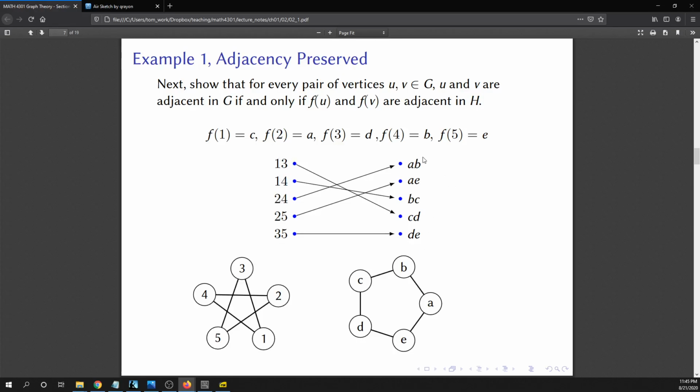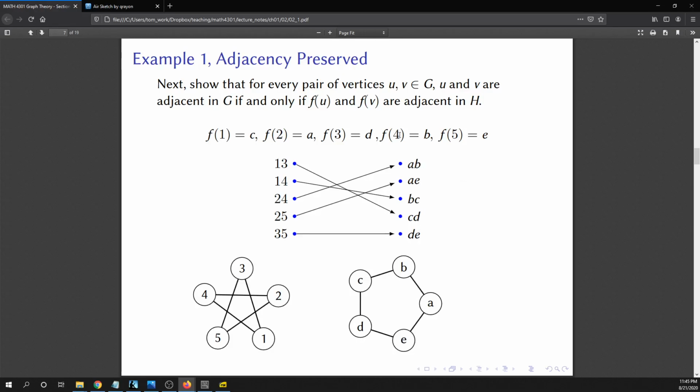Then I do the same thing over here. List out all of these edges: AB, AE, BC, CD, and DE. So that's all 5 edges here, okay?